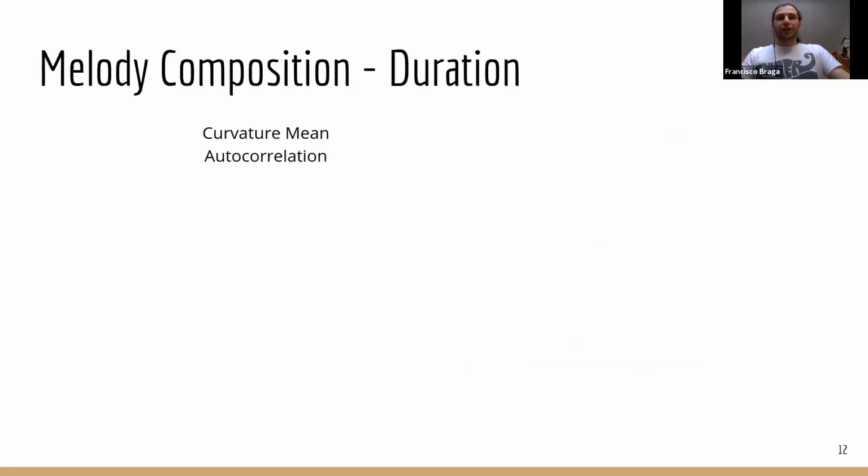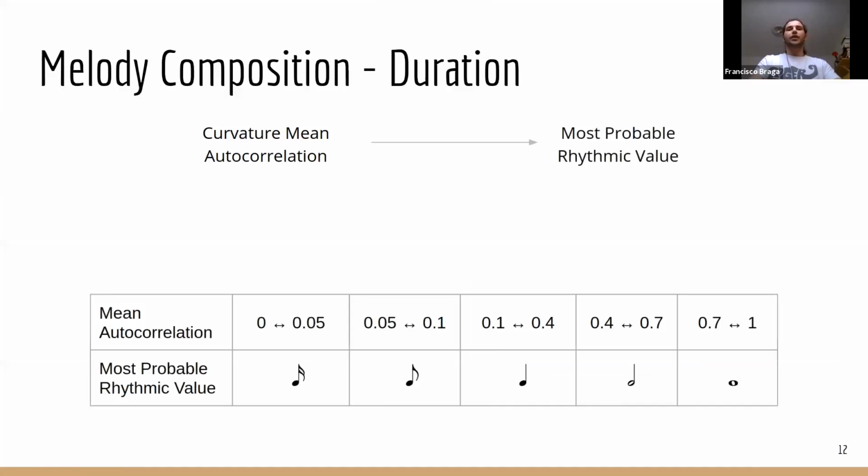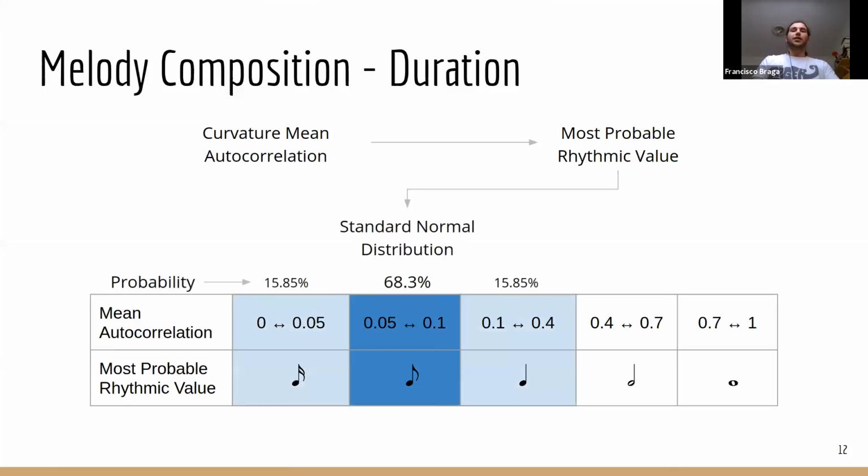Regarding the duration, we decided to use the curvature mean autocorrelation, so how much the curvature varies in a certain surface, and we associate it with rhythmic values. If we have a low mean autocorrelation, it means that the surface curvature varies a lot, so we associate it with shorter rhythmic values, and higher mean autocorrelation with longer rhythmic values. But still, we wanted there to be some variety and not only one rhythmic value. So we defined this to be the most probable one. And once again, we apply the standard normal distribution to give the neighboring rhythmic values a chance of being chosen.